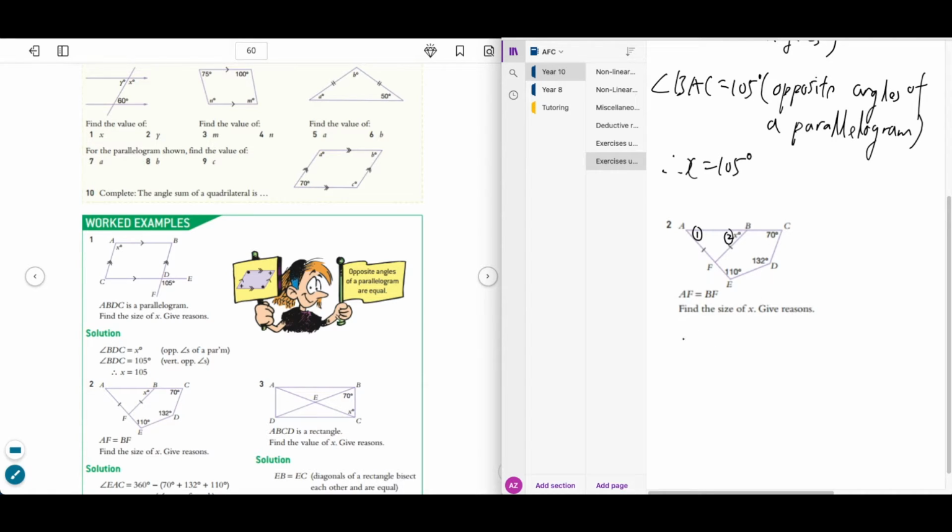So let's start writing the reasons. Angle BAF plus 70 degrees plus 132 degrees plus 110 degrees is going to be equal to 360 degrees, right? And the reason for this: angle sum of a quadrilateral.